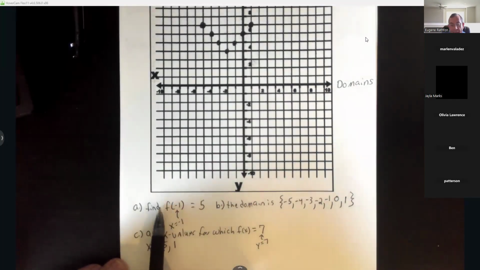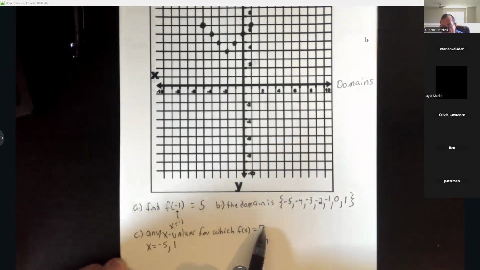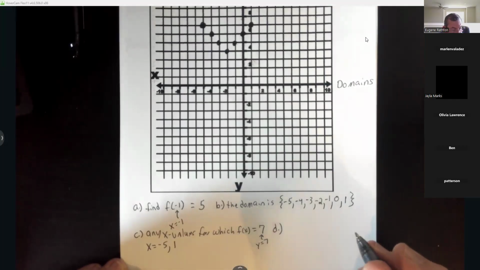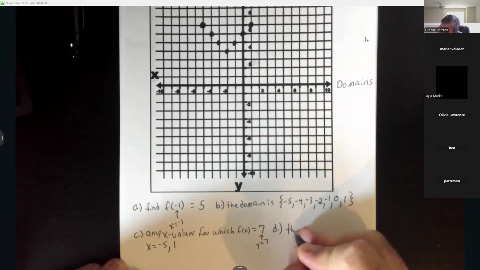So look at this. A, they gave you the x, you found the y. C, they're giving you the y and you're finding the x's on it, okay? And then y'all, last thing they want is the range.